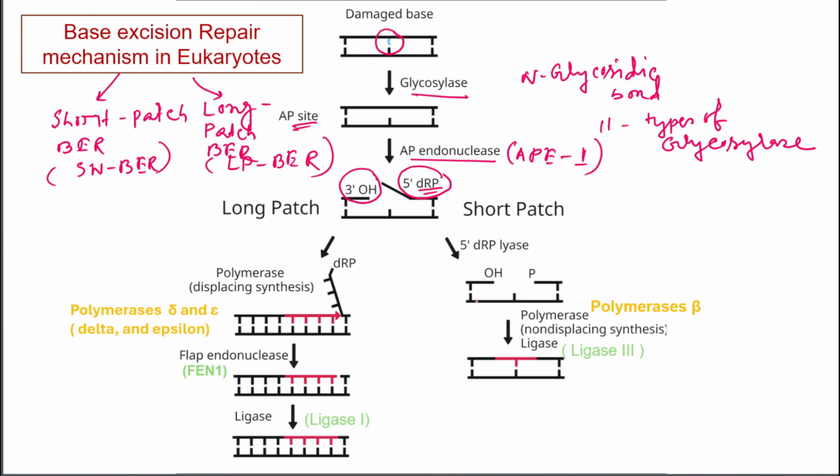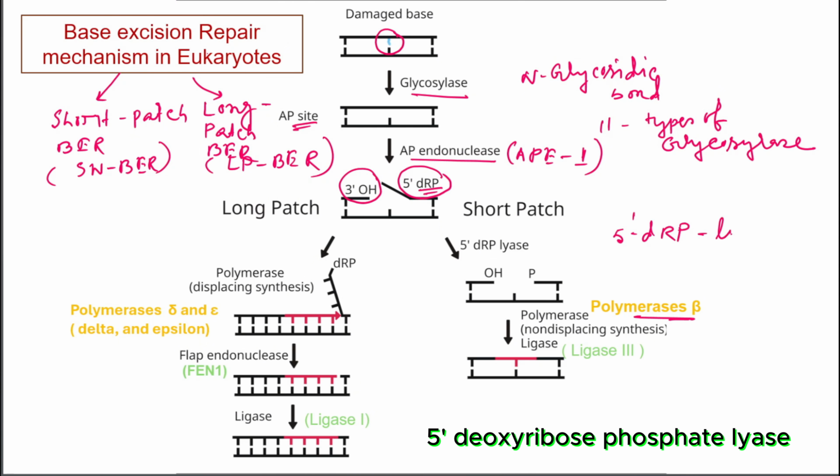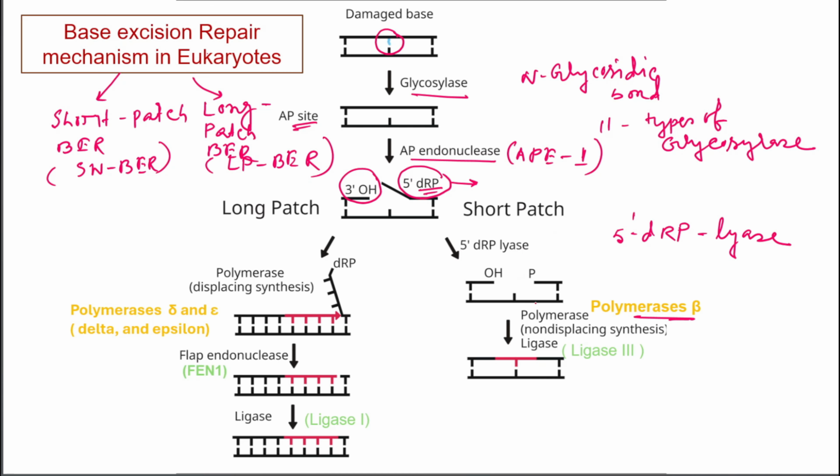But the difference is here: the short patch BER pathway typically replaces a single nucleotide. DNA polymerase beta has an intrinsic 5' deoxyribose phosphate lyase activity. 5' dRP means 5' deoxyribose phosphate. It removes the 5' dRP, and polymerase beta fills the single nucleotide gap using the intact opposite strand as a template. Then DNA ligase 3 seals the nick. So short patch BER replaces a single nucleotide.